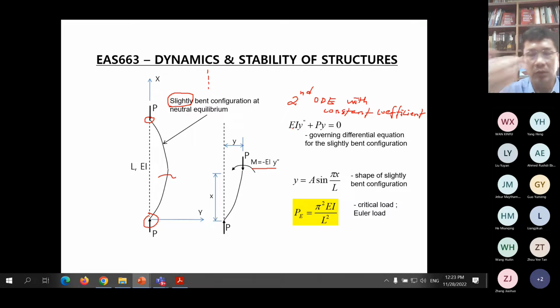When we try to solve this in the solution process, but why is it like that? Please go back to the basics about second order ordinary differential equations, especially with constant coefficients. So this governing differential equation is EI y double prime. EI is the bending rigidity of the column. P is the actual load applied. y is the deflection.